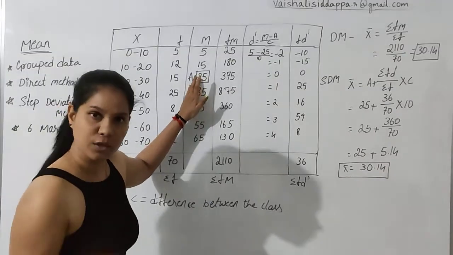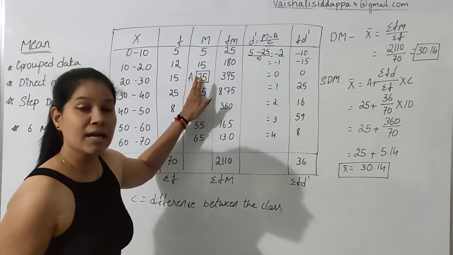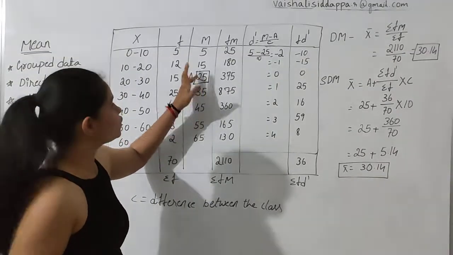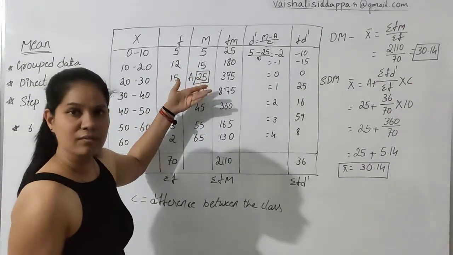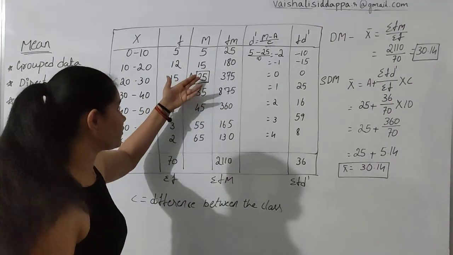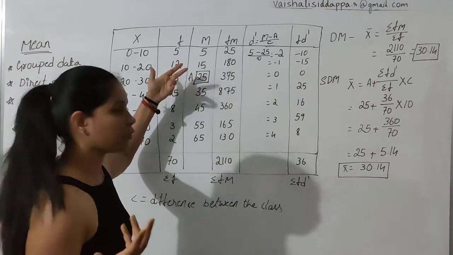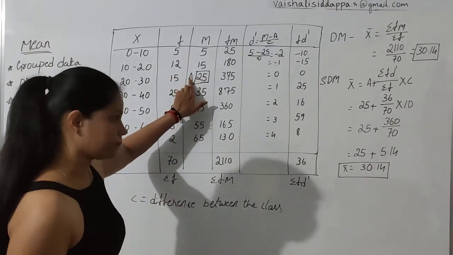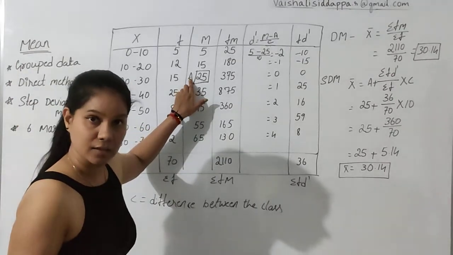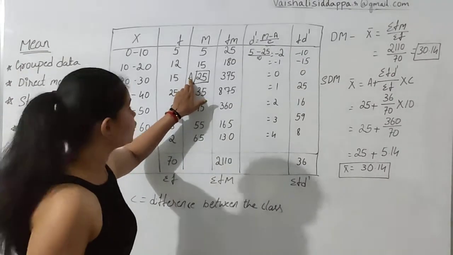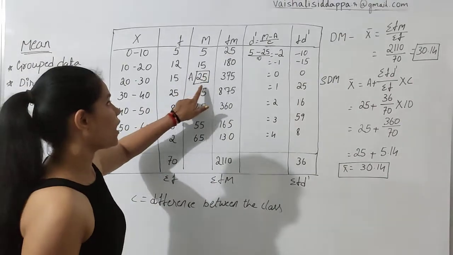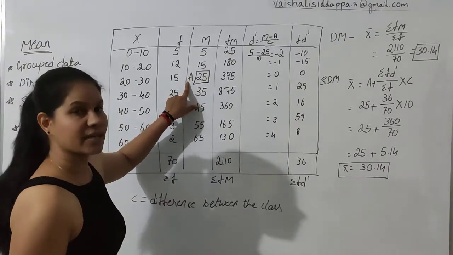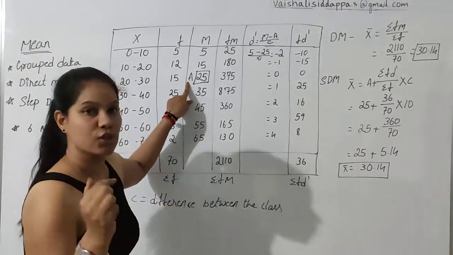It's not like you have to take only 25 itself, nothing like that. You can take any of the numbers. So I have taken 25, because I thought it is easy to calculate. If you want 35, you can take 35. I have taken 25 as an assumed mean. Any number, assuming it as a mean, is called an assumed mean. That's why I rounded, and at the same time I said this is the assumed mean which I have taken.